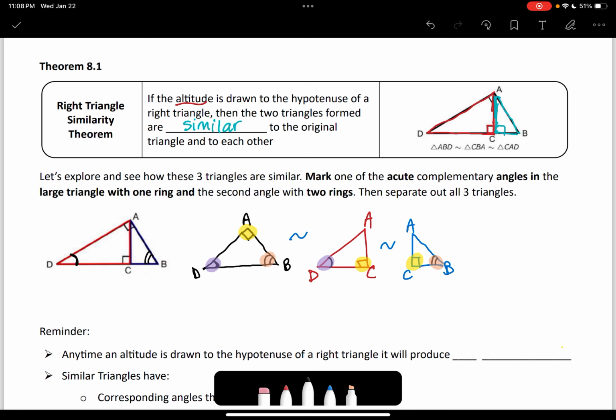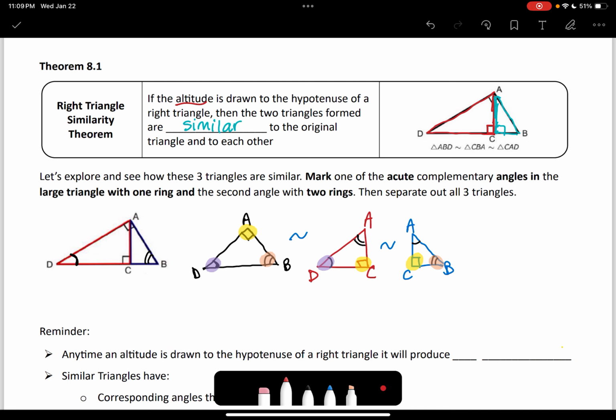Now that we understand that these triangles are similar, it's also understood from chapter 7 that the corresponding angles of similar triangles are congruent, right? We already know that these triangles are all similar to each other. So it can be filled out to say that the corresponding angles here would have to be congruent, right? In other words, this would have to have two rings, and in the blue triangle, this would have to have one ring, to be able to say that all three of those angle pairs are congruent.